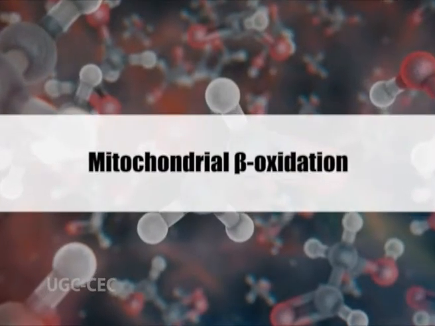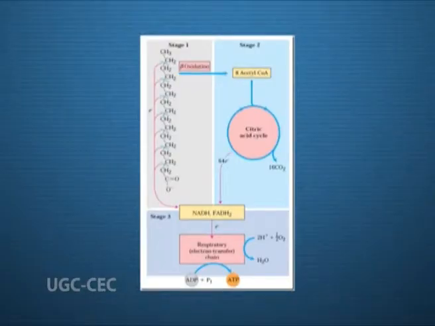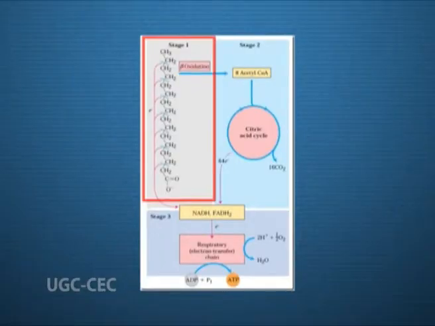Next, now let's look at the mitochondrial beta-oxidation. Mitochondrial oxidation of fatty acids takes place in 3 stages. In the first stage, which is beta oxidation, fatty acids undergo oxidative removal of successive 2 carbon units in the form of acetyl-CoA, starting from the carboxyl end of the fatty acyl chain.